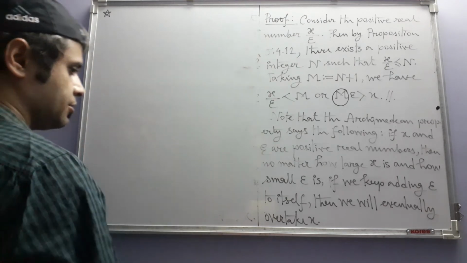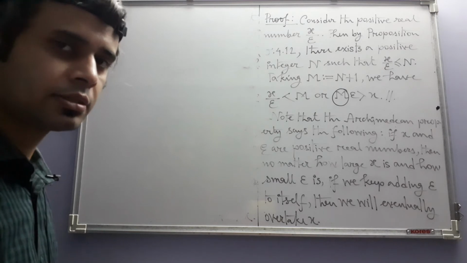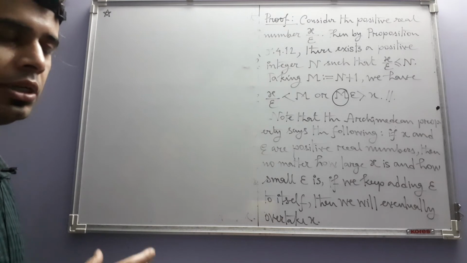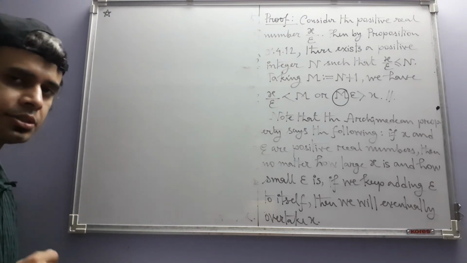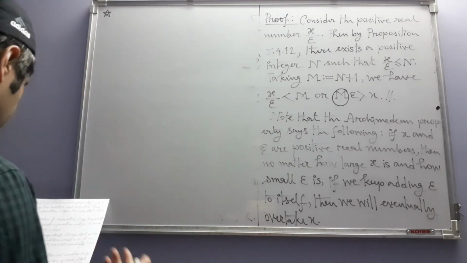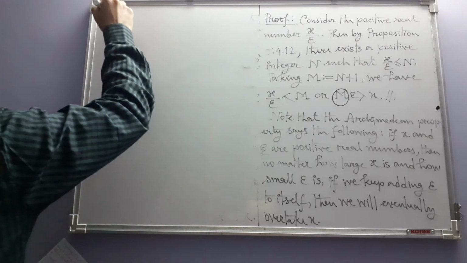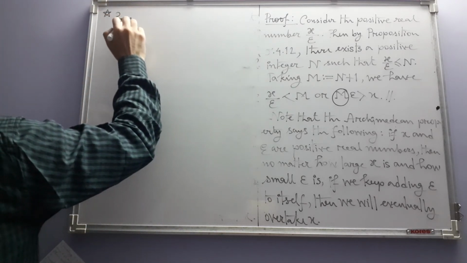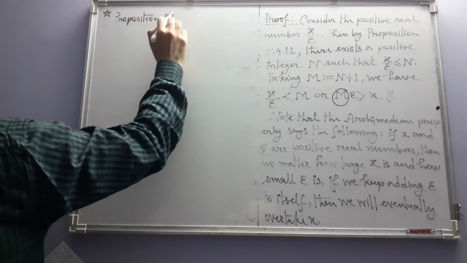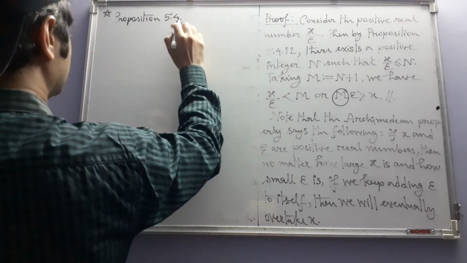And lastly, there is one result which says that among the real numbers, the rational numbers are densely situated. Between any two real numbers, we can always find a rational number. Whose proof, however, we will see in the exercises only. So this is proposition 5.4.14.